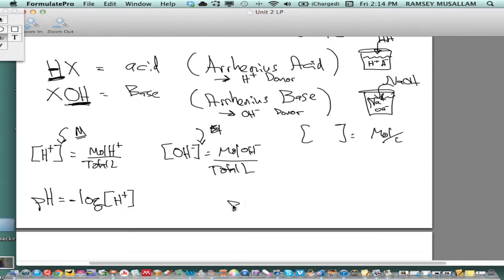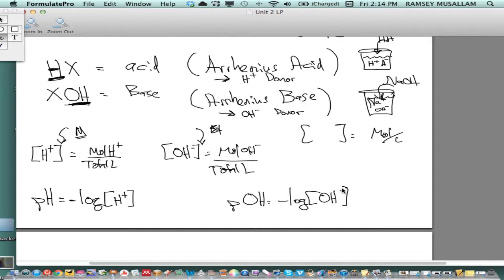And there's something called the pOH. That's the negative log of the concentration of the OH-. Just write this down. Now, do we reference the pH and the pOH? What do we always talk about? pH. High pH basic, low pH acidic.